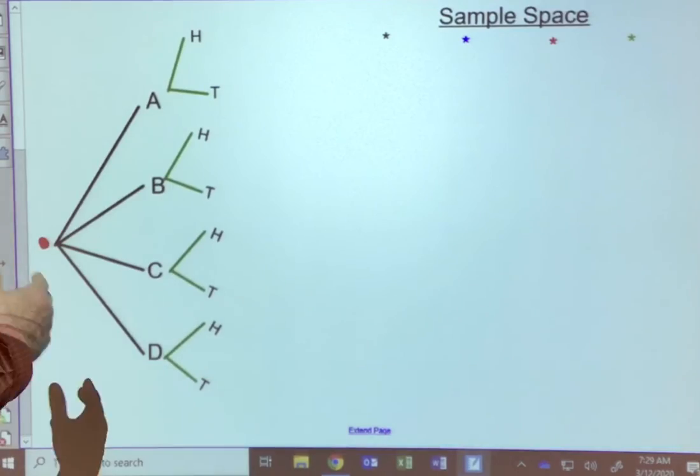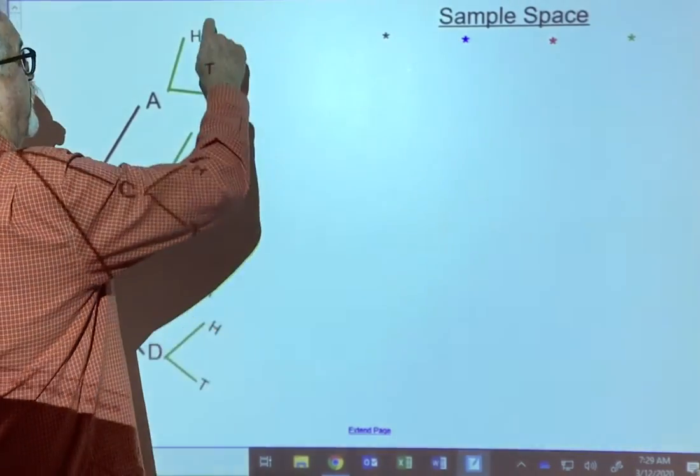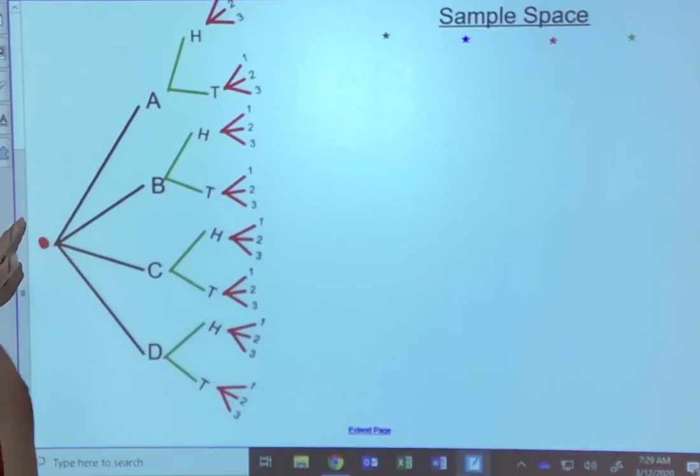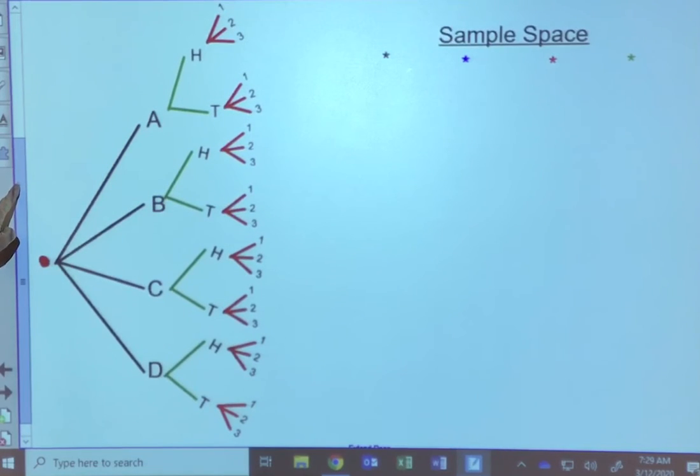Our next choice is we have to draw one of those 3 cards. So on the end of each one of these branches, we're going to have to put 3 outcomes, the cards 1, 2, and 3.